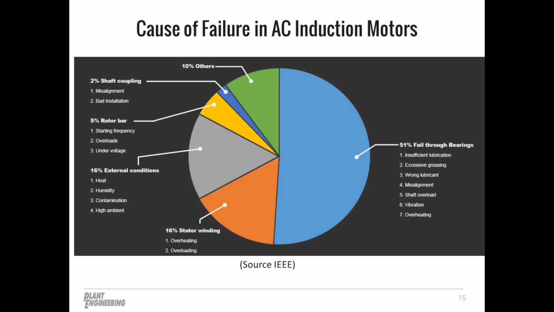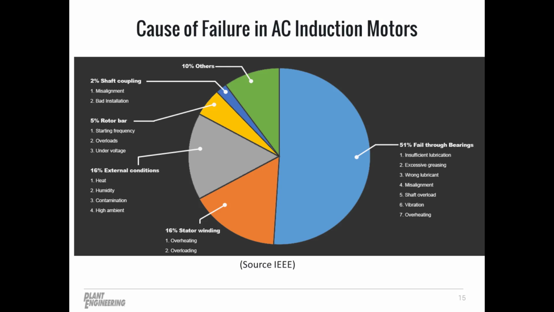So we're going to talk about causes of failure. Electric motors are, of course, electromechanical devices which have electrical and mechanical components. So we're going to talk about electrical and mechanical failures. The bearings, if you can see on the right side of the screen, will be the leading cause of failure. This chart is taken from the Institute of Electrical and Electronics Engineers website, IEEE, and it lists over 50% of motor failures stem from bearing issues.